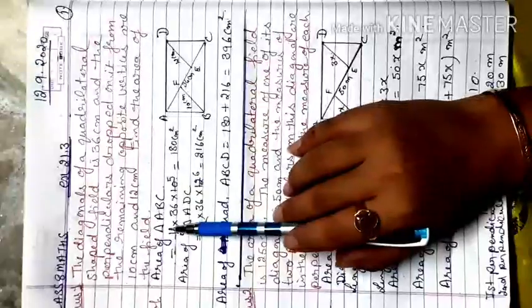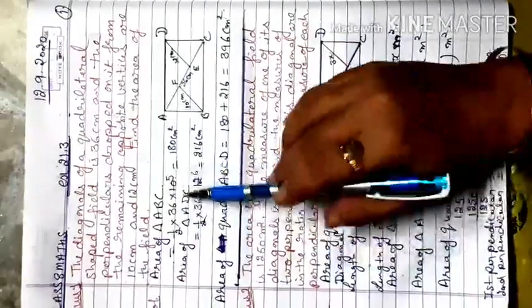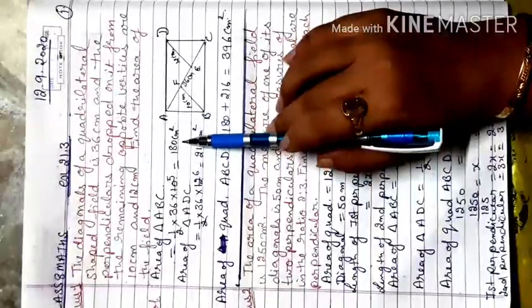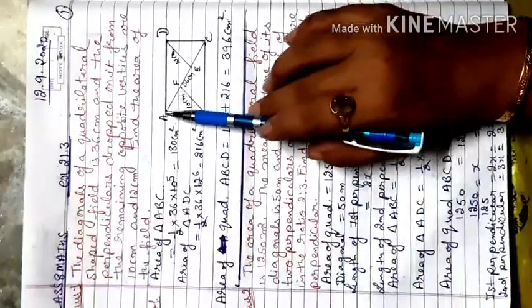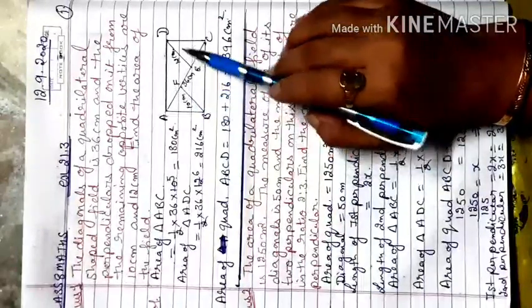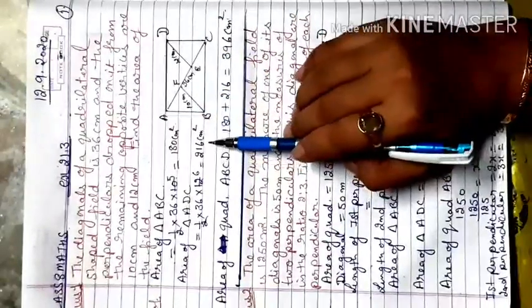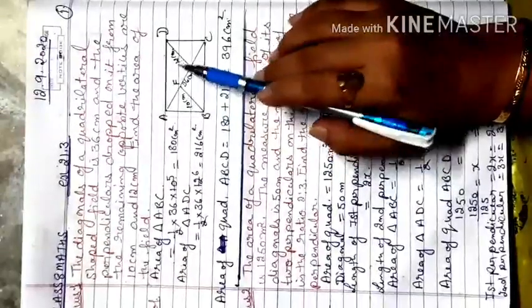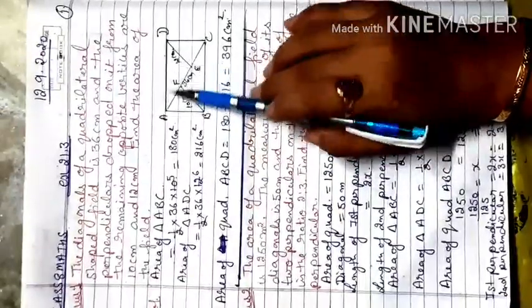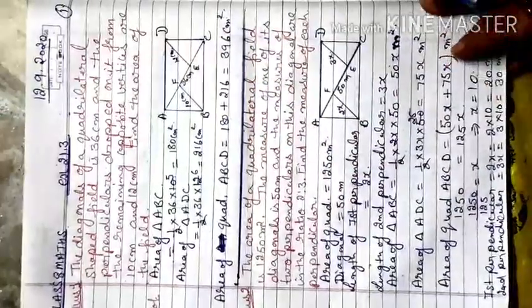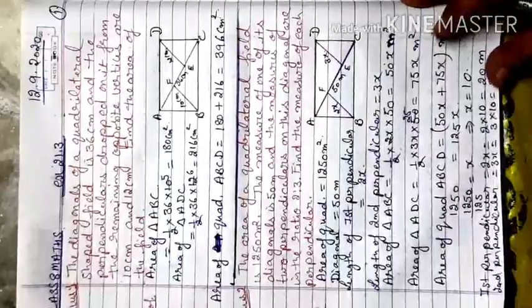So first you have to find the area of triangle ABC, half into base into height. That gives you 180 centimeters square. Then you have to find the area of triangle ADC, again half into base into height. That gives you 216 centimeters square. When you add the areas of these two triangles, that gives you the area of the quadrilateral. 180 plus 216, that is 396 centimeters square.